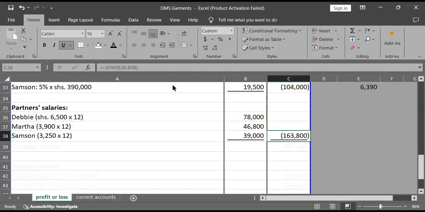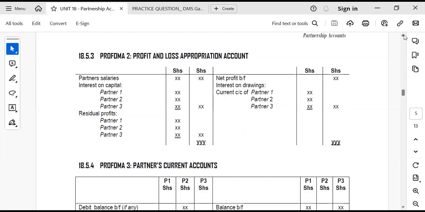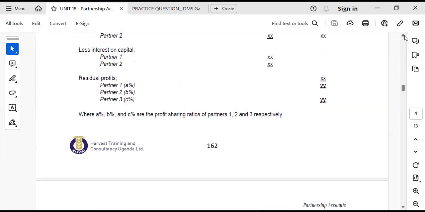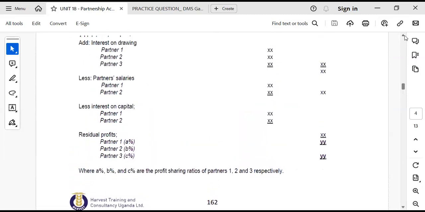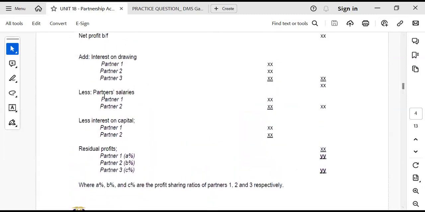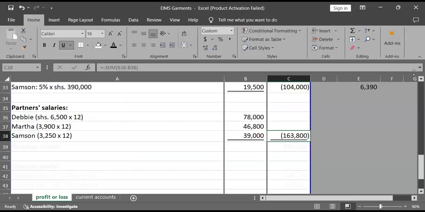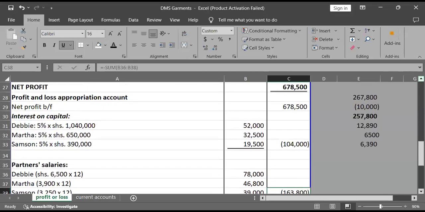If we just refer back to the pro forma, for this question, we were given partner salaries and interest on capital. We're not given interest on drawing. So we have entered the interest on capital. The next part for us is to get our residual profit. How do we get our residual profit? By subtracting the partner salaries and the interest on capital from the net profit that we had earlier gotten.